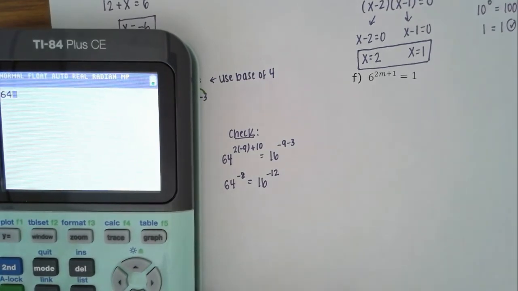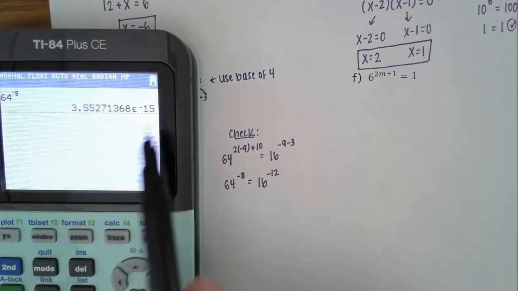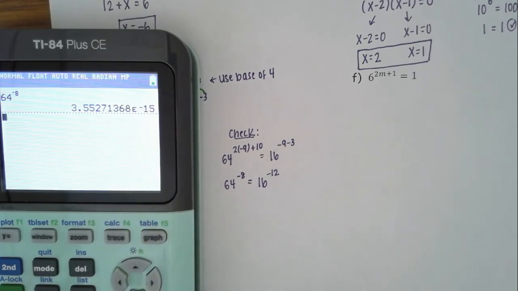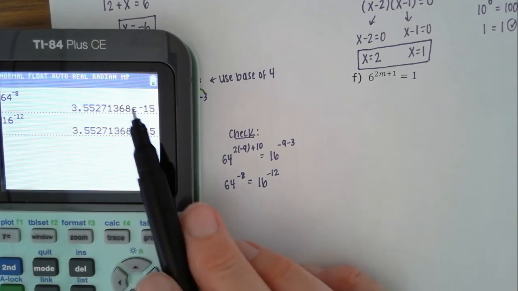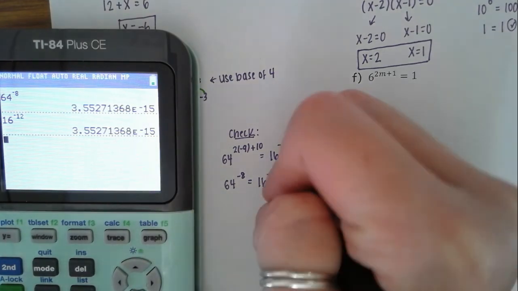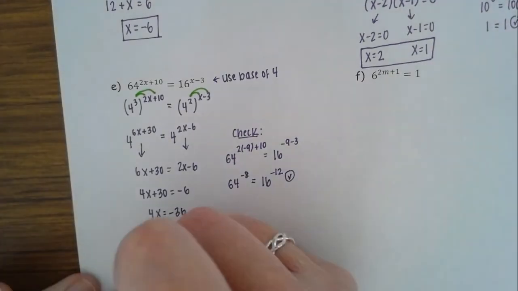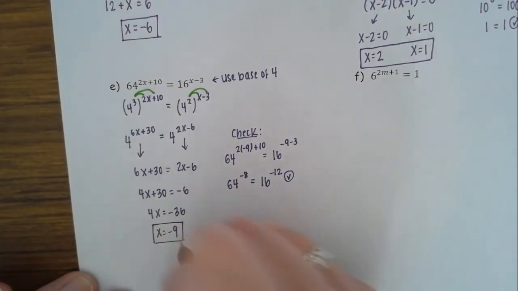So 64 to the negative 8, it's going to be a pretty small decimal. And then 16 to the negative 12 is also going to be that same decimal. So the left-hand side is equal to the right-hand side. So that tells me that x is equal to negative 9 is my solution.